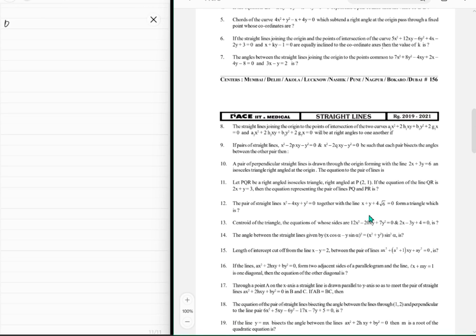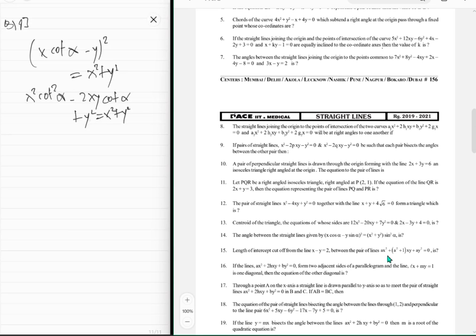Question number 14. The angle between the straight lines given by this and that. All right. So this sine squared alpha is kind of hindering everything. I'm just gonna put that in there. So x cot alpha minus y, squared, equal to x squared plus y squared. Let's simplify this. So x squared cot squared alpha minus 2xy cot alpha plus y squared equal to x squared plus y squared. Oh, the y squared is already there on both sides.